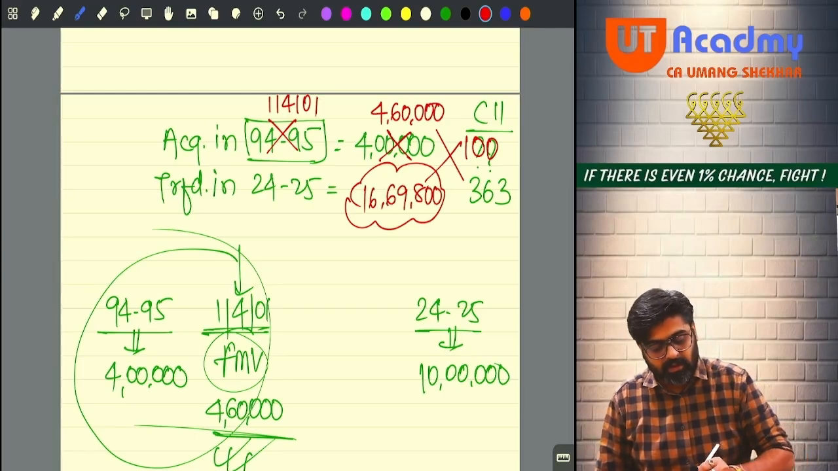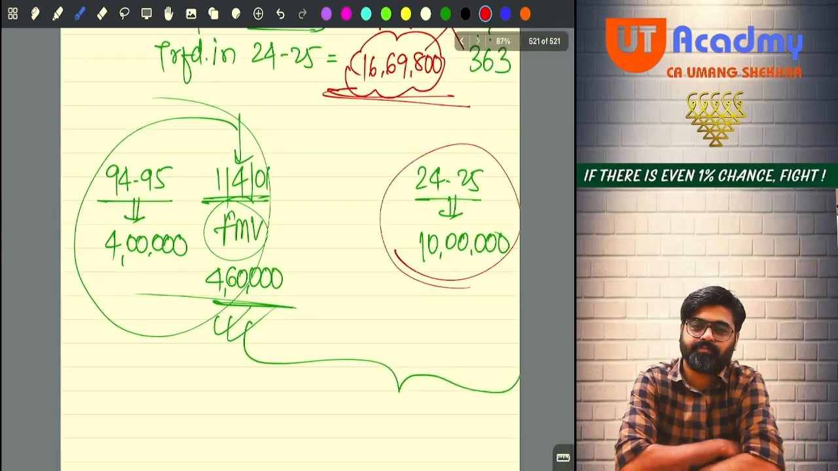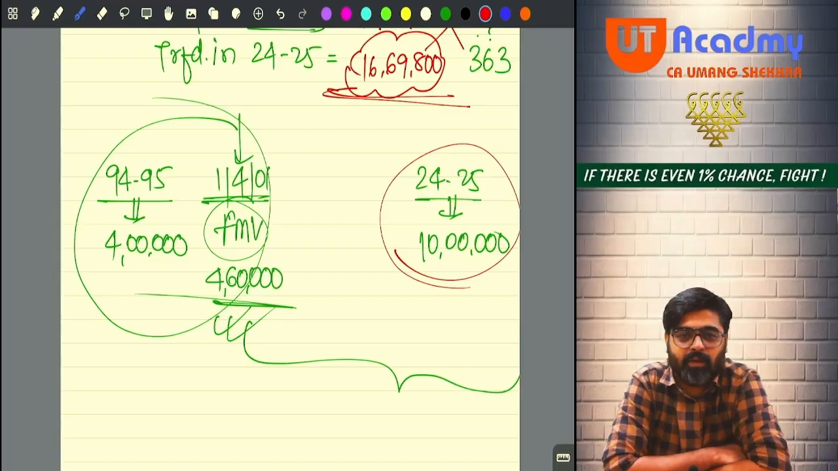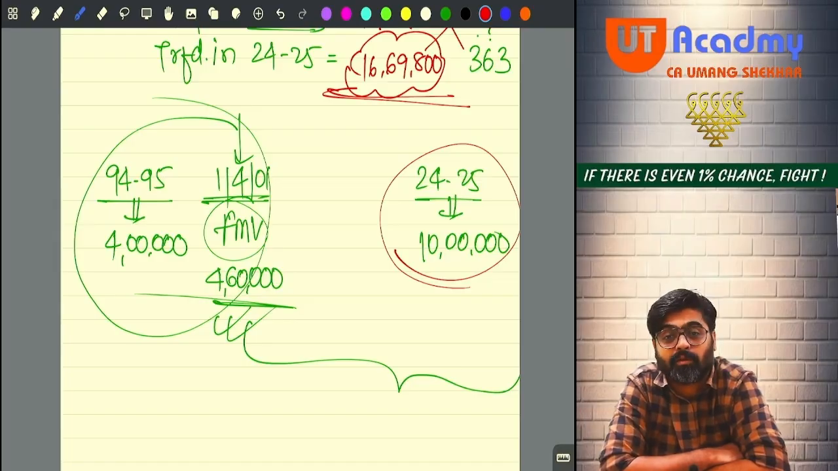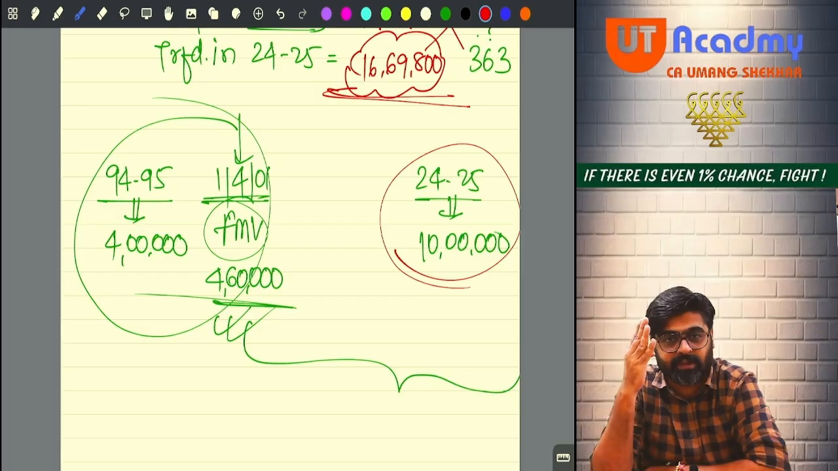And see, you have transferred that asset for only 10 lakhs. Will it be a gain or loss? Now there will be a loss of 6,69,800. Long-term loss. Out of the selling price of 10 lakhs, you will be allowed the cost of 4 lakh 60, no, 4 lakh 60 indexed.